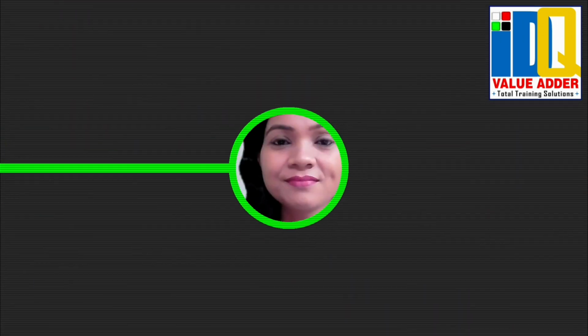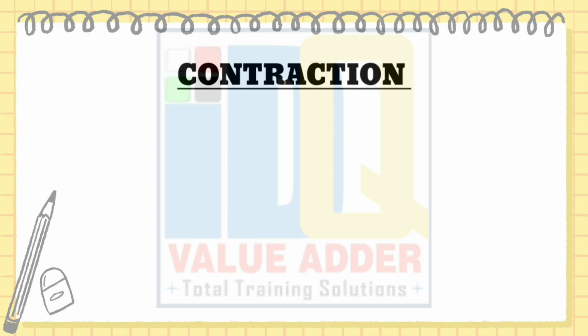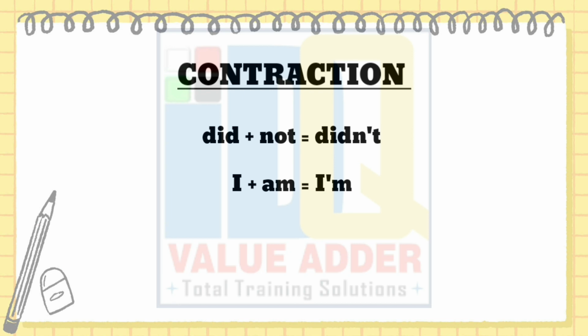Number 1. Apostrophe is used to show the contraction. Contraction means when we join two words together, then it is known as contraction. For example, did plus not, didn't. I plus am, I'm. He plus is, he's. So this way, apostrophe can be used to show the contraction.